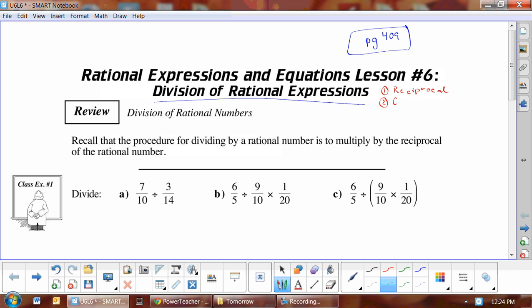So we go, okay, do we have any GCFs? Can we factor? And then we get to look for those common factors.